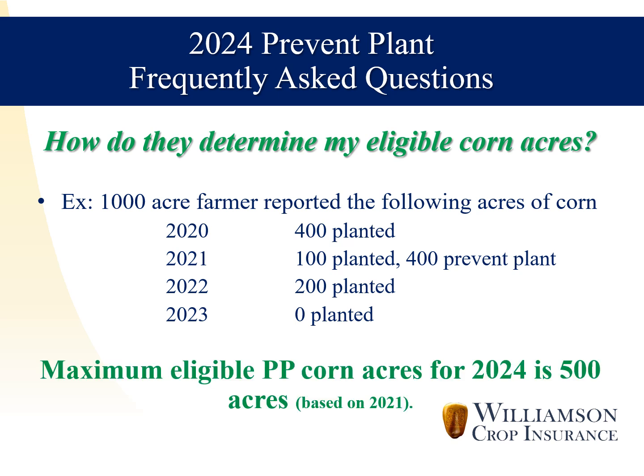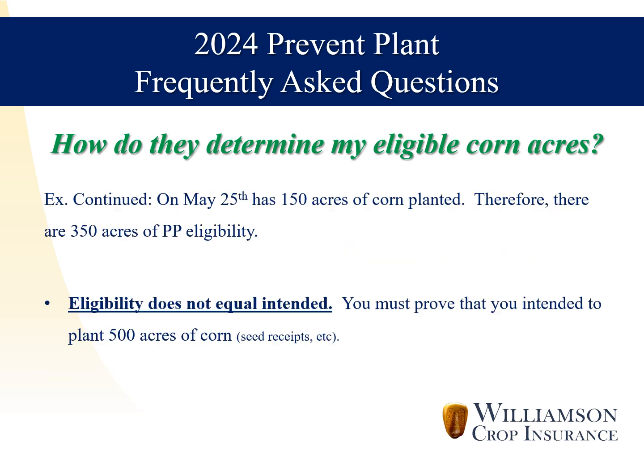In this scenario, the maximum eligible acres that they have for corn for this year is 500, and that's based off of the 2021 crop year. And again, that's the 100 planted plus the 400 prevented from planting that makes up that 500.